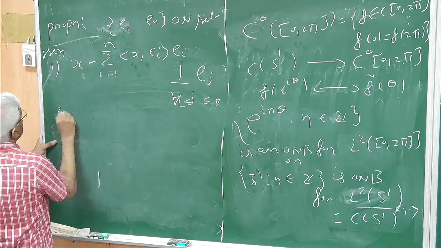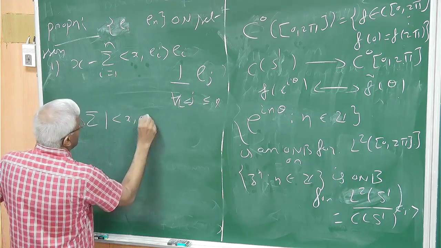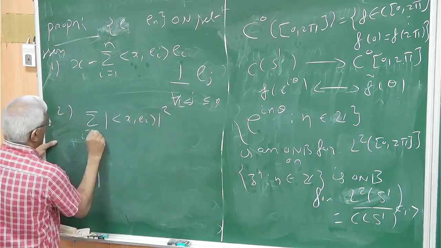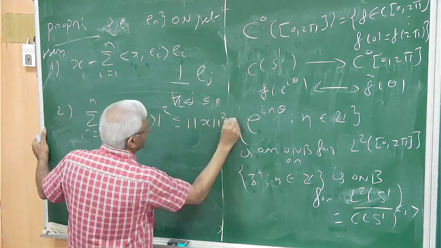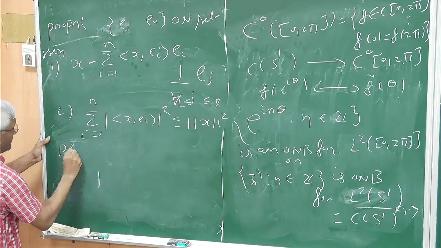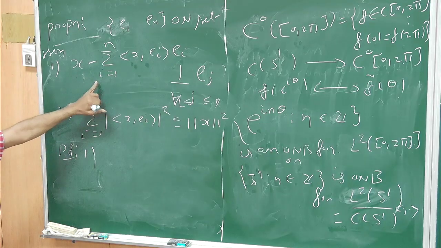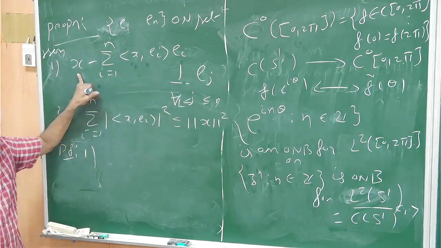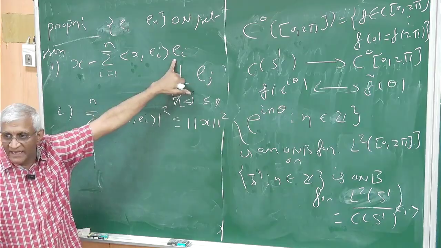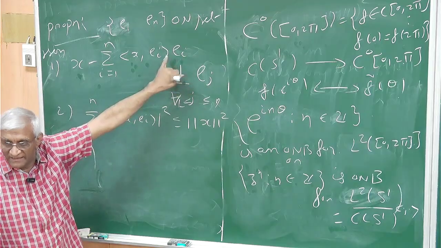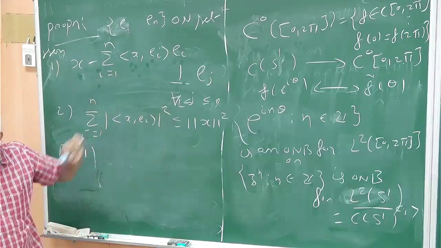Then 2, the summation of the squares of x, ei, i equal to 1 to n, is less than or equal to norm x squared. Proof. 1, this is just a calculation. You just take the inner product. If you take the inner product of this with ej, for any other i not equal to j it is 0. Only the jth one it will pick up, and that is exactly x, ej. That minus this is 0.